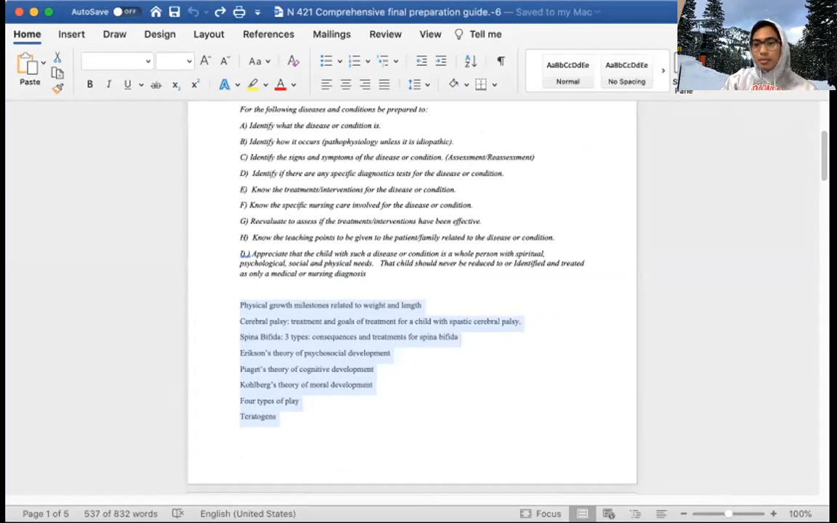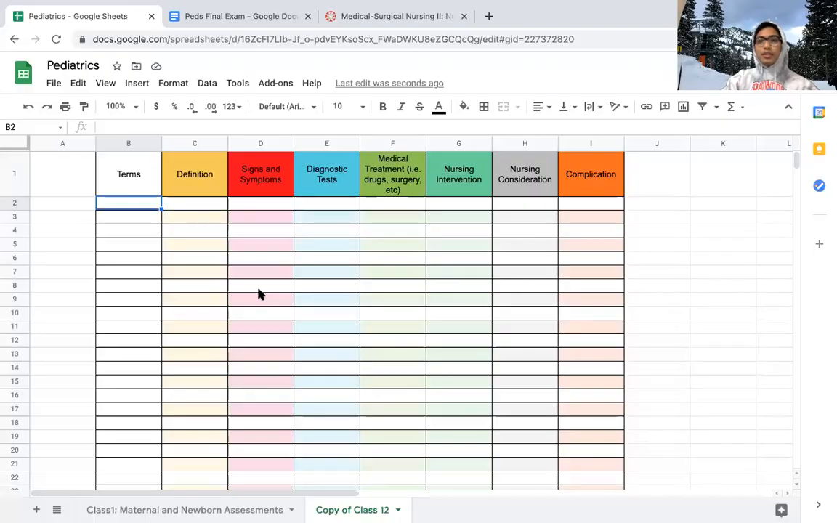So here is my Google spreadsheet, and I've already set it up. Here we just have terms, definitions, signs and symptoms, diagnostic test, medical treatment, nursing intervention, nursing consideration, and complication. So it's pretty dang straightforward.